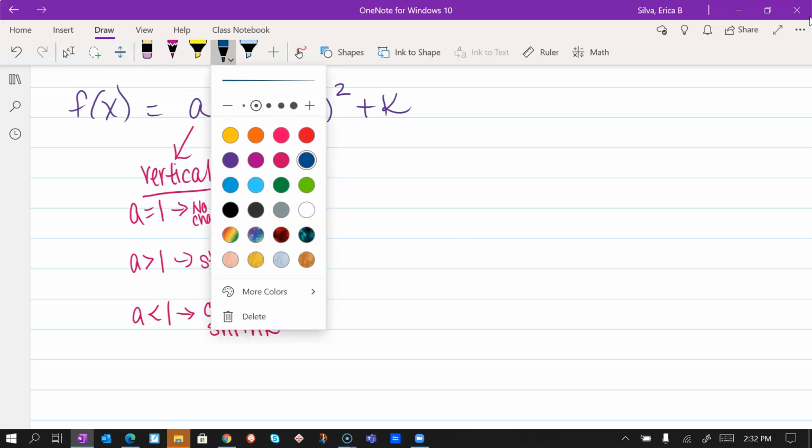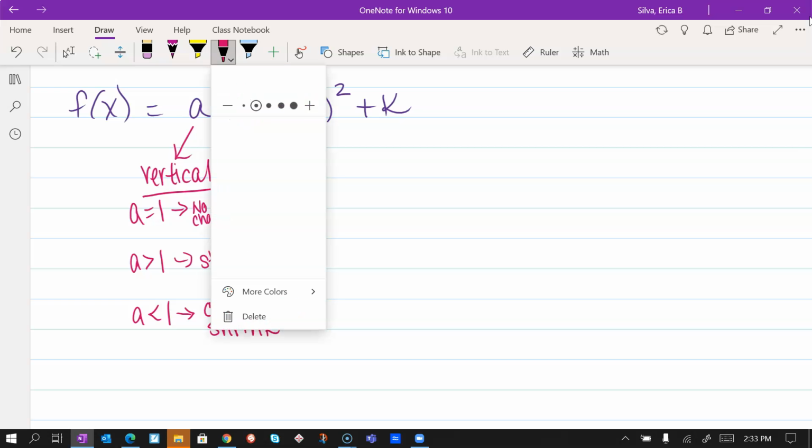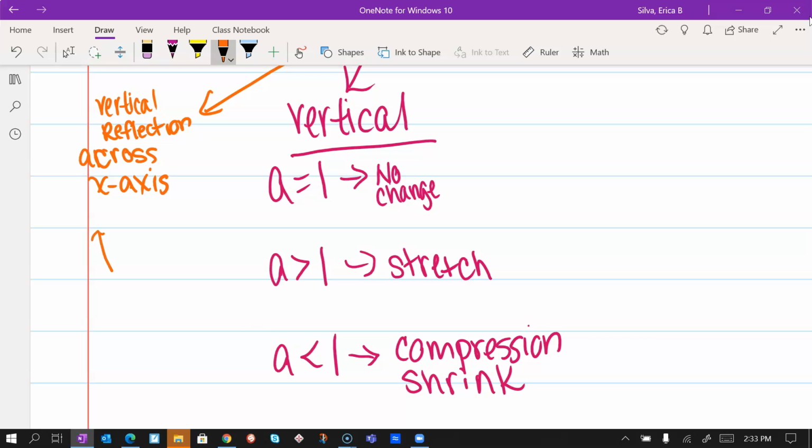Okay, let's look at the other vertical change. Oh, hold on. Go back to this one. Notice how this A that's stretching it or compressing it is being multiplied. So anything multiplied is your stretch or your compression. Now across the x-axis, I'm going to sketch a picture. So first it's positive. And then here's my x-axis. And then it's going to flip. So it becomes negative. Any questions so far?